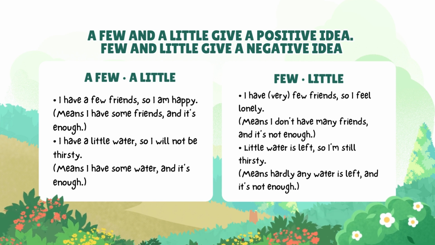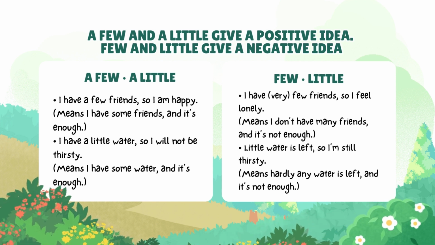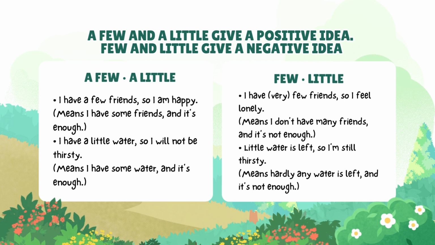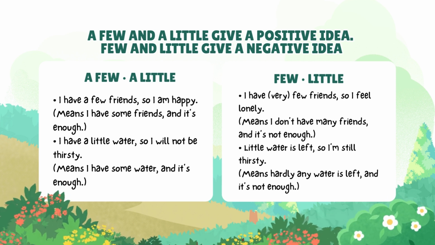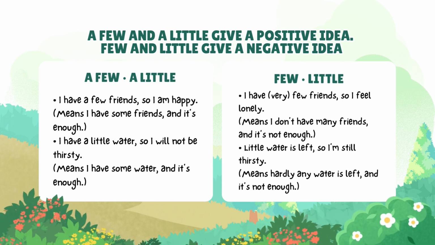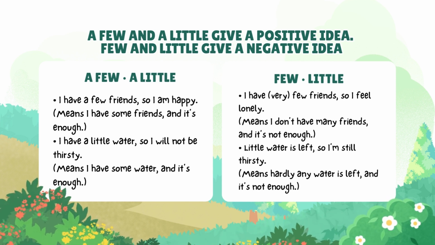So remember guys, use a few and few for countable nouns like apples, chairs, or friends. And use a little and little for uncountable nouns like sugar, furniture, or music.